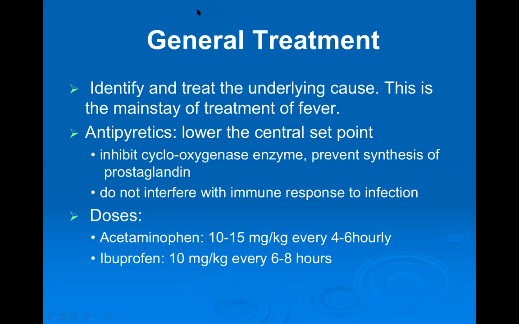Antipyretics are used to decrease the temperature. So this is a symptomatic treatment. They lower the central set point in the hypothalamus, and that's how they decrease the body temperature. And this is the mechanism. They inhibit the cyclooxygenase enzyme, and by doing that, they prevent the synthesis of prostaglandins. They decrease the synthesis of prostaglandin.